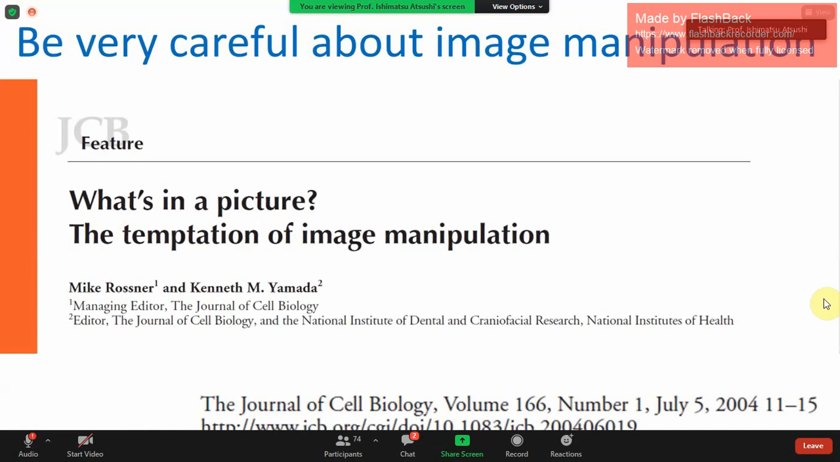And when you are dealing with photographs, please be very careful about image manipulation. This is particularly true for manuscripts, but you also have to be careful about image manipulation for presentations as well. And this is a paper which is useful to think about the danger of image manipulation. If you're interested, you can easily find this on the internet.